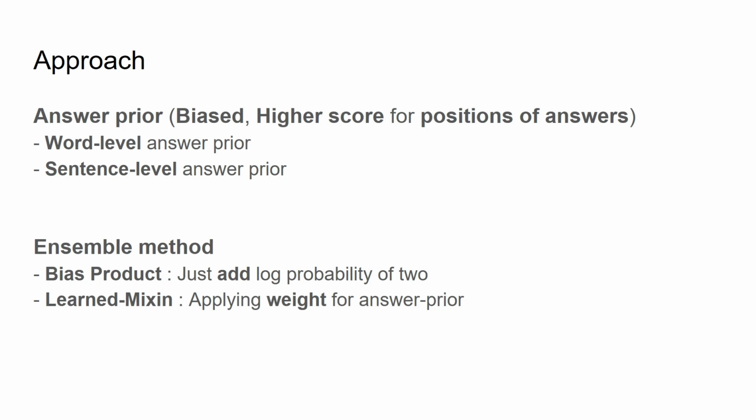And next is the ensemble method. As we discussed earlier, we have a robust model and a bias model and have to ensemble them. The paper suggests two ways, bias product and learned mixing. Bias product simply adds the two log probabilities of the models, and learned mixing applies a weight to the answer prior so that it can adjust the weight itself. Using these strategies, the paper tried to devise QA models that have been trained on a position-skewed dataset.